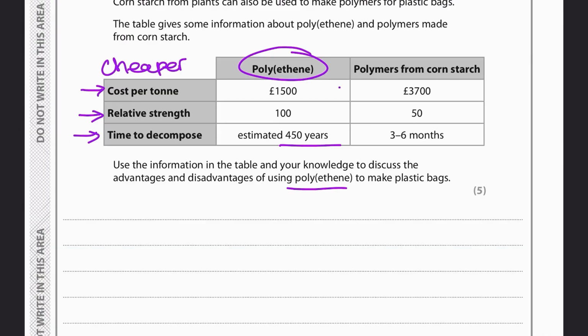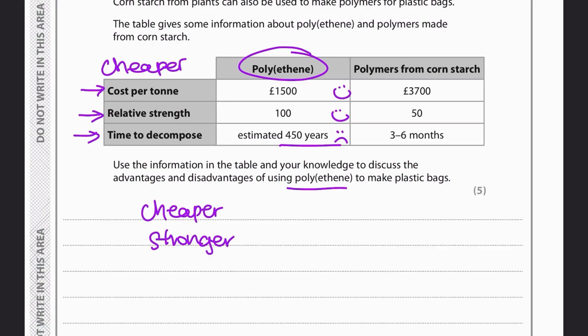So therefore, the first one is an advantage, another advantage, the third one is a disadvantage because we don't want things to decompose. I mean, we don't want things to take a long time to decompose because it's not good for the environment, isn't it? So there's lots of points we can take down. We can talk about is cheaper. We can say that is stronger.